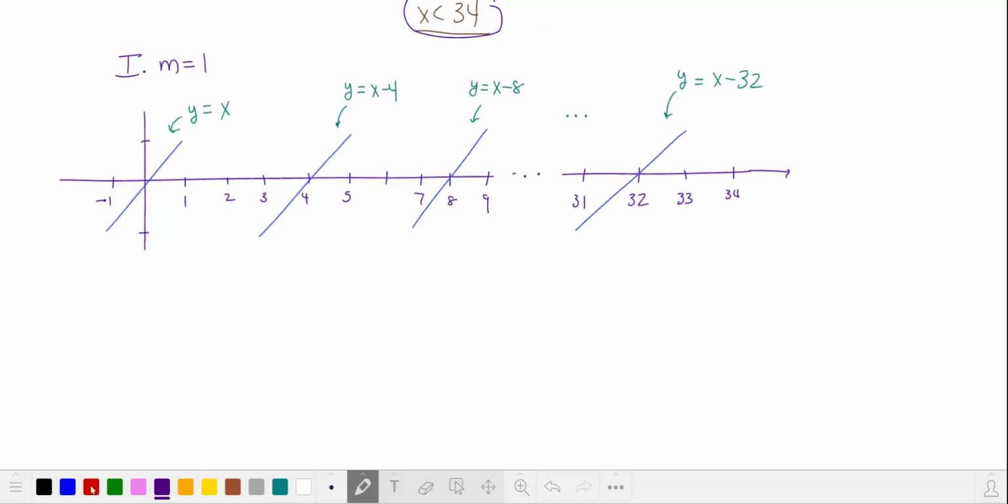To generalize, all of these equations look like x minus 4k, where k is one of these integers between 0 and 8. So we have a total of 9 of these upward sloping line segments.